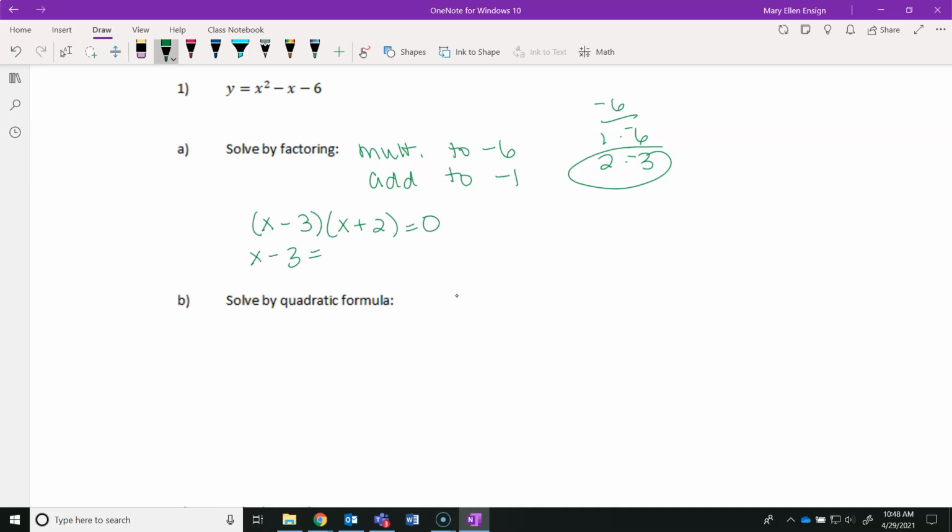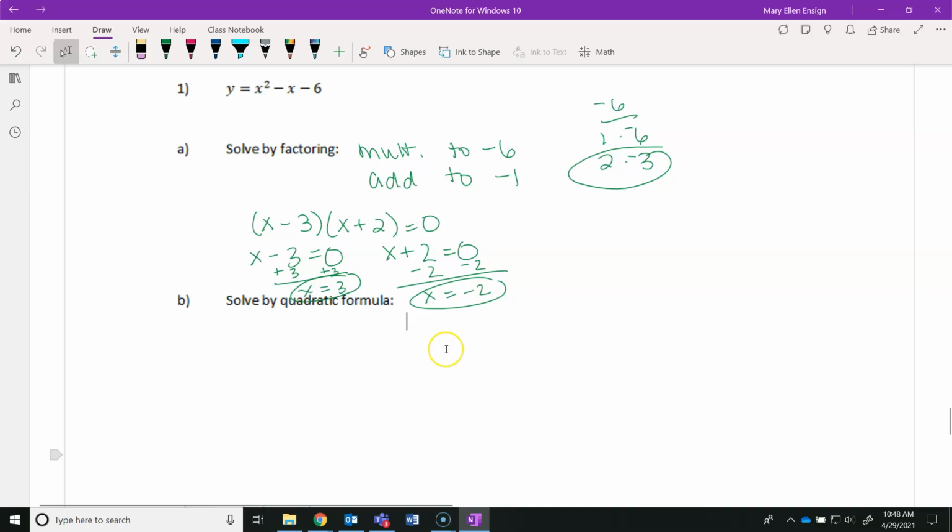I set each one of these equal to 0. So this one, I add 3 to both sides. I really didn't leave myself enough space here. x equals 3. Subtract 2 from both sides. x is going to equal negative 2.